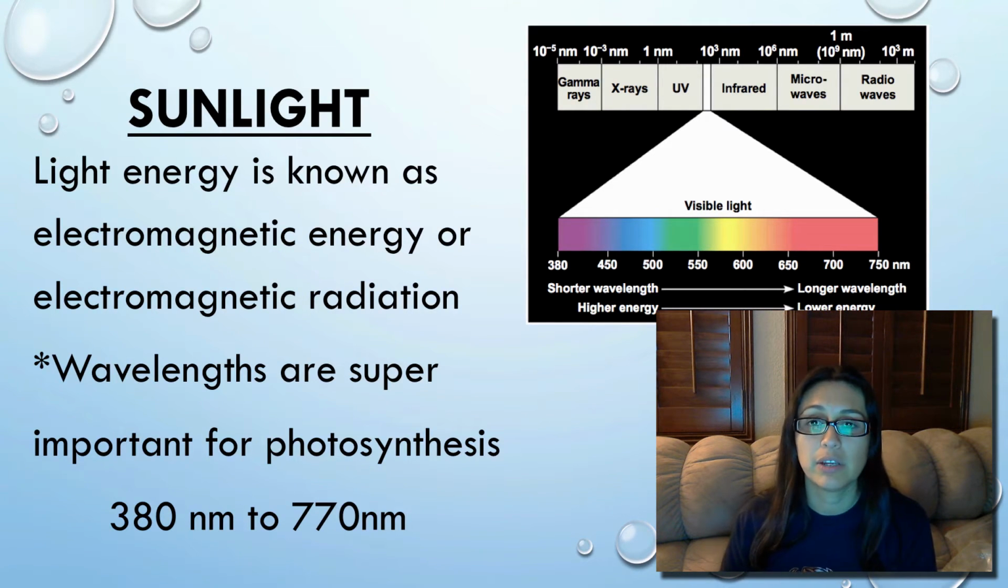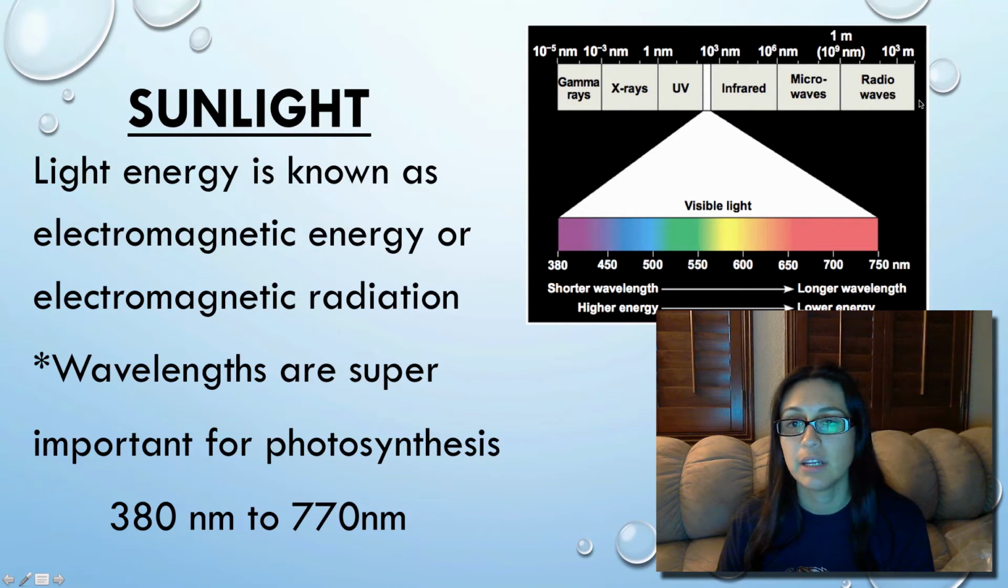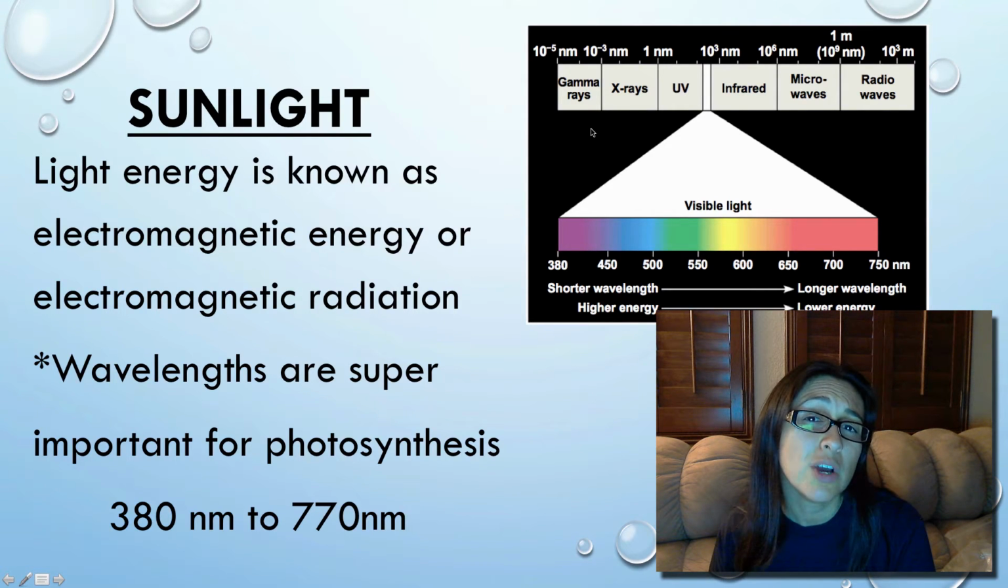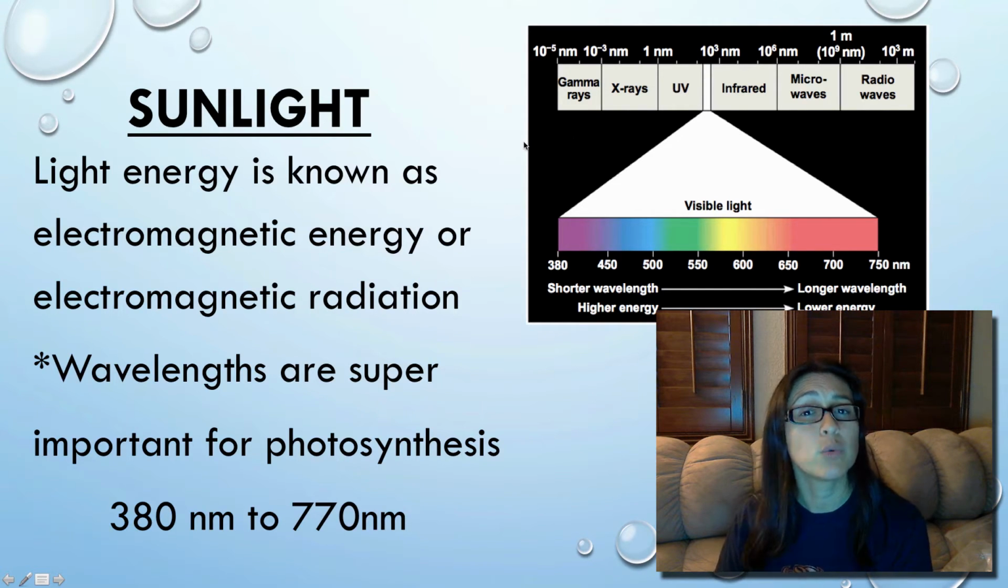So if you look here, this is all of the parts of the electromagnetic energy or radiation. And you can see we have gamma rays, X-rays, UV, and then we have our visible spectrum. This is what we can see with the human eye. We can't see these with the human eye. And then past the visible spectrum on the other side, we have infrared, microwaves, and radio waves. Now, in order to understand what's going on with photosynthesis, we need to know about the different wavelengths that we see in all of these.